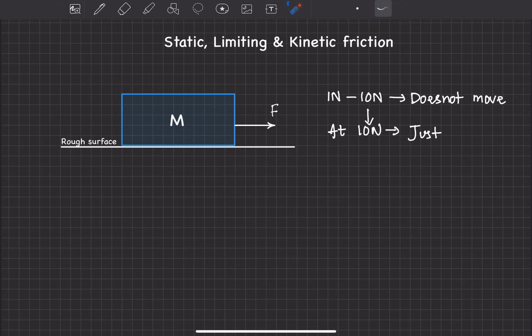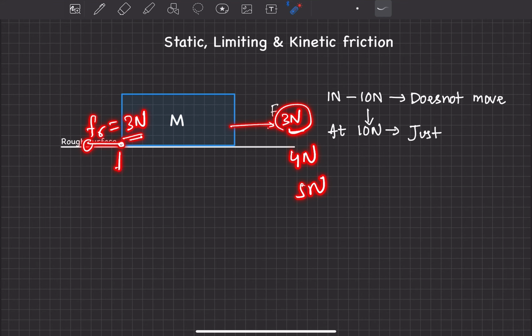This type of friction exists when there is no relative motion between the surfaces in contact. Here there are two surfaces, the lower surface of the block and the ground. Now the ground is our rough surface and the block is not moving over the ground, right? That means if I am applying, let's say, 3 Newton, then there must be a frictional force equal to 3 Newton, balancing my force exactly.